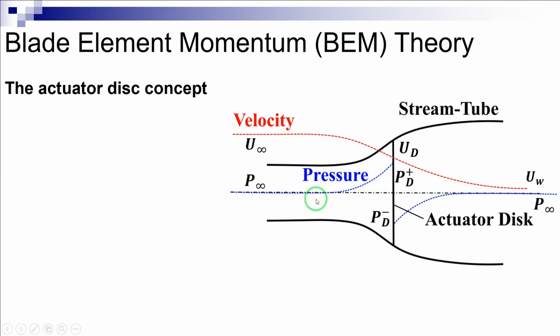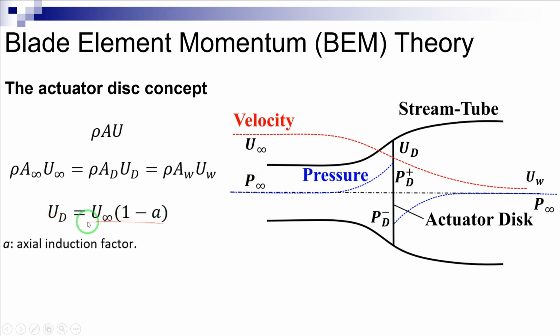This mass flow rate can be calculated using this equation, rho times A times U, where rho is the air density, A is the cross-sectional area, and U is the air velocity. Considering that the mass flow rate remains the same everywhere in the stream tube, we can have this equation. Here, the infinity symbol refers to the far upstream region, D indicates the actuator disk, and W the far wake region. The presence of the disk reduces the axial free stream velocity. The axial air velocity at the disk can be obtained using this equation based on the free stream velocity. Here, a is called the axial induction factor.